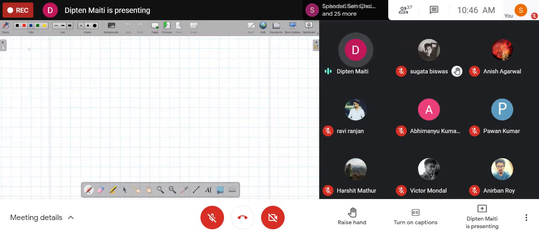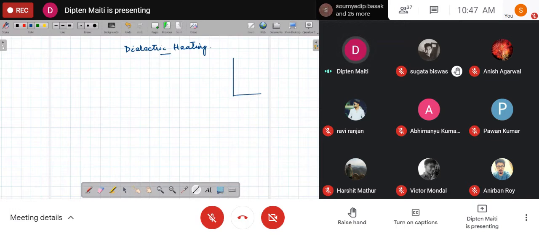Now let's move to the last part of the electrical heating, that is the dielectric heating. This is also one example of high frequency heating. So here also, because this is a high frequency heating process, we require the selection. Once again, the frequency selection becomes important here. So for this, let's draw a phasor diagram here.